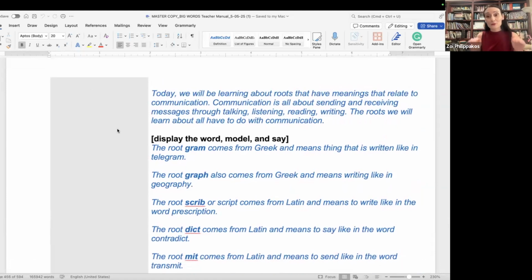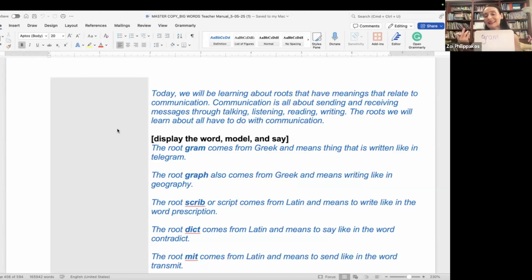Today, we will be learning roots that have meanings that relate to communication. Communication is all about sending and receiving messages through talking, through listening, through reading, and through writing. The roots we will learn about all have to do with communication. So the root I have first is the root gram. Gram comes from Greek, and it means something that is written, like telegram.